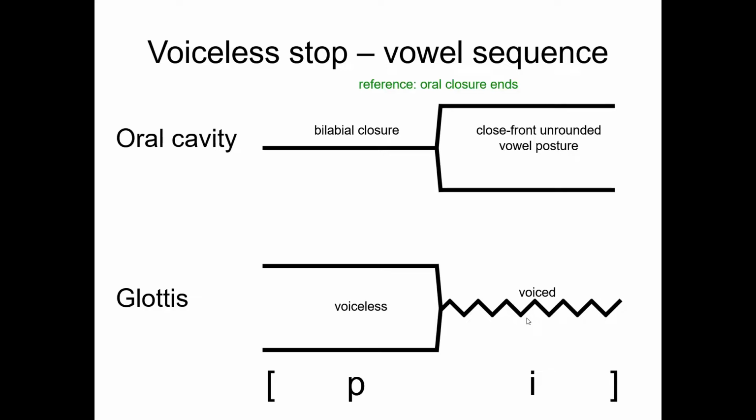Now, we're going to start playing with this scenario a bit to look at different types of sounds. First, we're going to use the moment that things change in the oral cavity as a reference. So when the oral closure ends, that's our reference point in time. And we're going to compare that to the onset of voicing. This is where we get the term voice onset time, right? When does the onset of voicing happen relative to that event in the oral cavity?